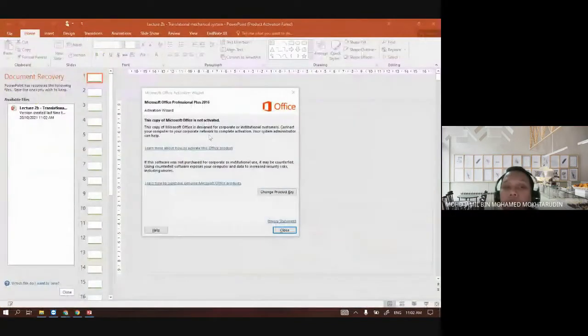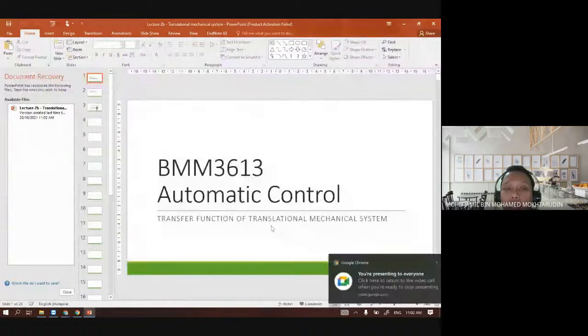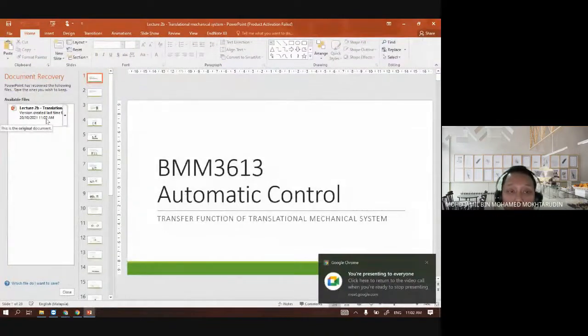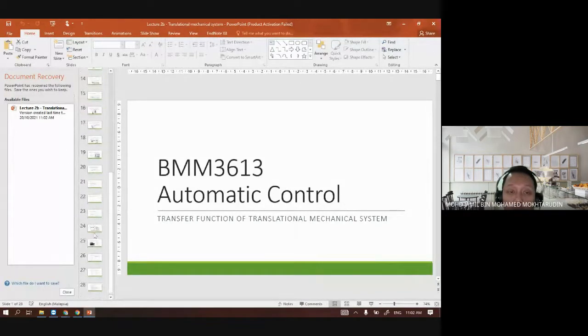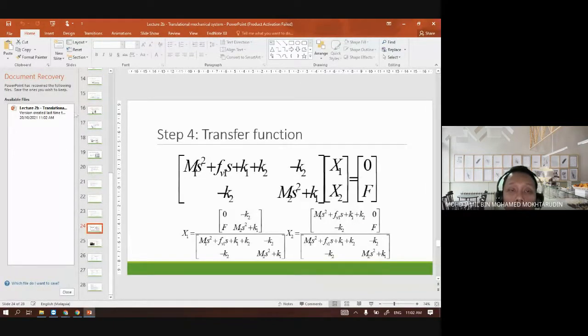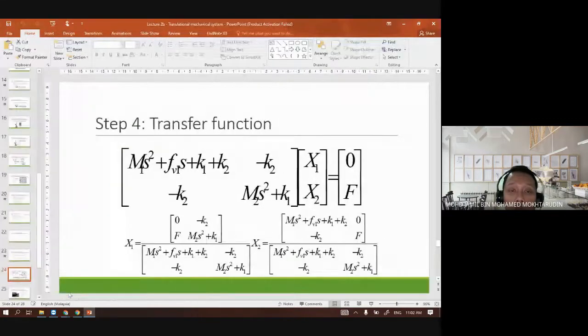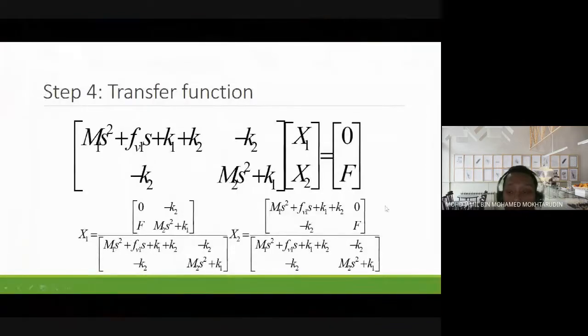But don't worry, kita akan tengok nanti dalam tutorial. So when you do tutorial later, try to do it, discuss with friends ke. Then we look at how to model system with multiple degrees of freedom.